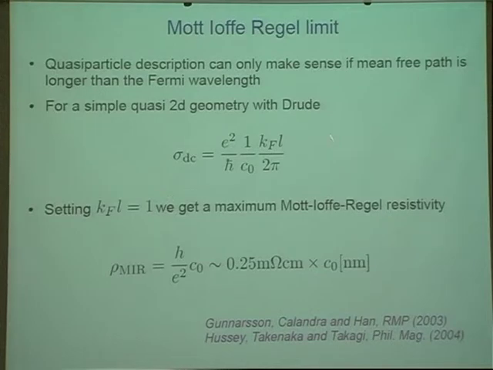So setting this limit and plugging this in here sets a critical conductivity, which makes sense when I describe the system with quasiparticles, or it sets a maximum resistivity above which you don't expect the system to go, at least if you describe it with quasiparticles. So this critical resistivity is the Mott-Ioffe-Regel limit, and this is an order of magnitude of this quantity.